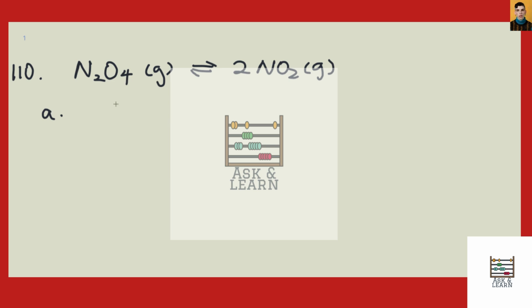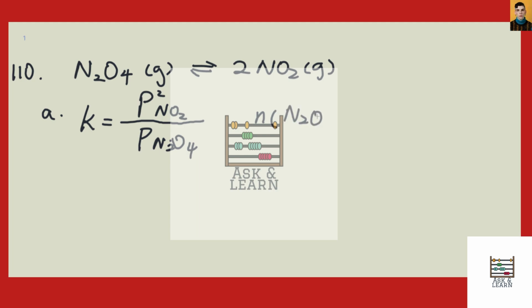For this equilibrium, the constant will be P of NO2 gas squared divided by the pressure of N2O4. If we assume that equal amount means equal number of moles, then the moles of N2O4 will be equal to the moles of NO2 gas.